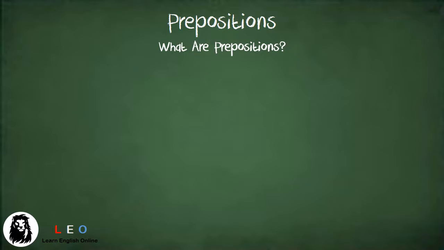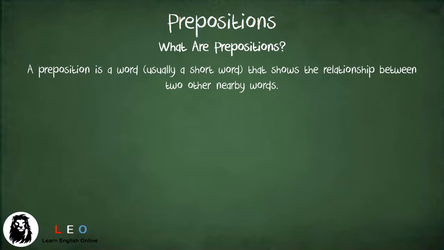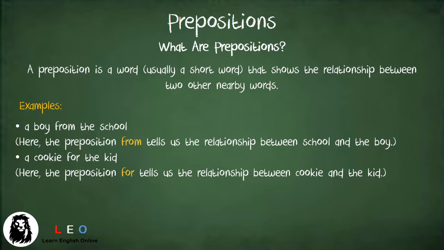What are prepositions? A preposition is a word, usually a short word, that shows the relationship between two other nearby words. For example, a boy from the school. Here, the preposition from tells us the relationship between school and the boy. A cookie for the kid. Here, the preposition for tells us the relationship between cookie and the kid.